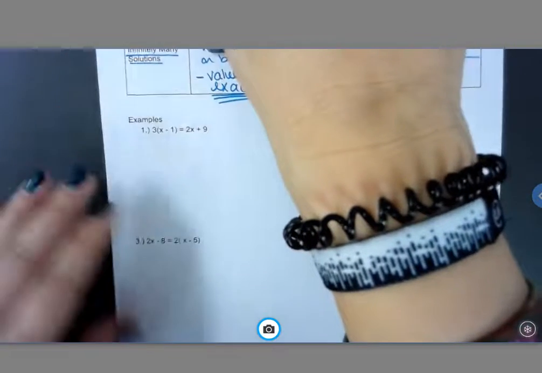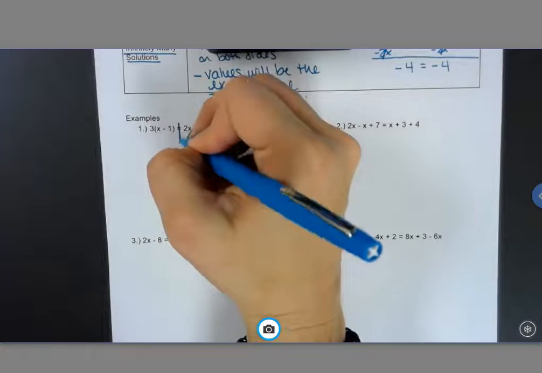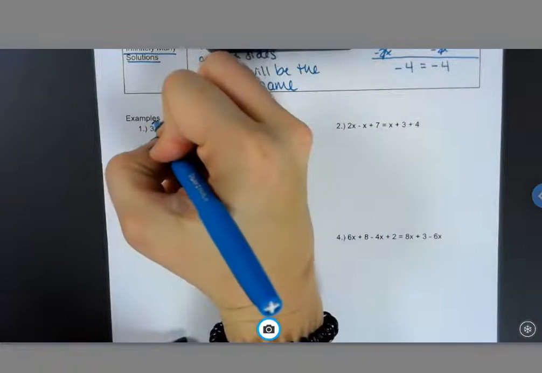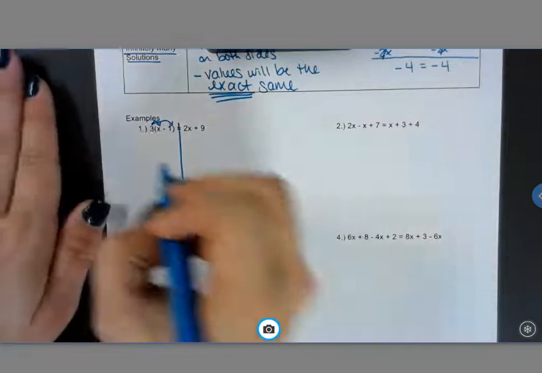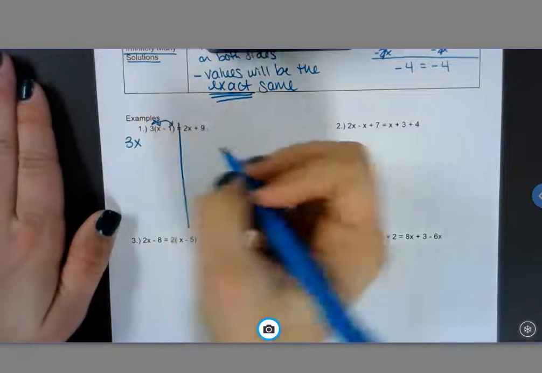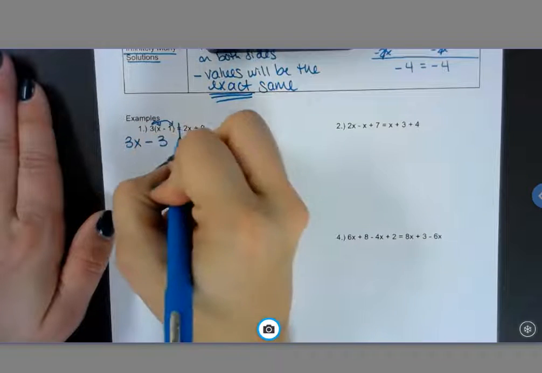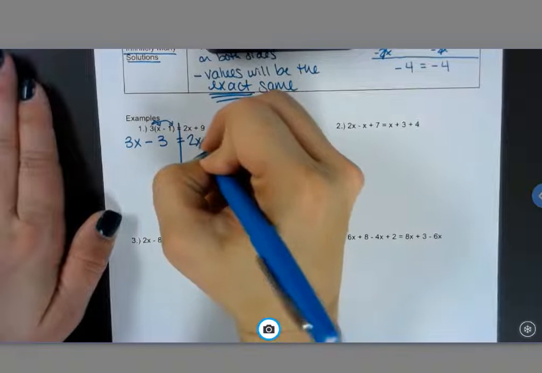All right, so we're going to solve 4 problems. I'm going to solve 4 problems with you. Guys, the same 5 steps apply that we've been working with the last couple days. So if there is parentheses, we have to get rid of those first. So in this problem, we're going to have to distribute. So we get 3x, and that's a -1. So 3 times -1 is -3. Bring the right side down.